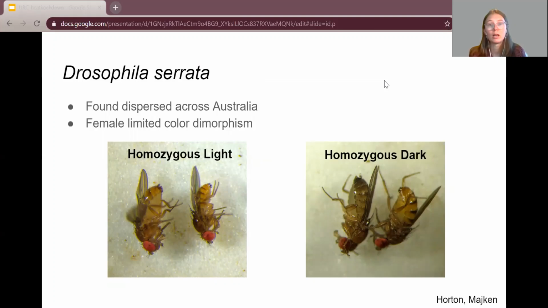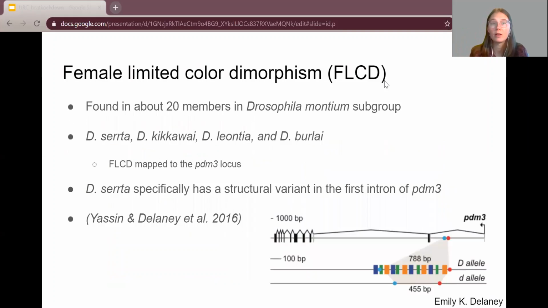Only the female has the dark phenotype, while the male is light despite its dark genotype. In Drosophila serrata, all males have a light phenotype regardless of their genotype. This is called a female-limited dimorphism. So, what is FLCD? Well, FLCD is found in about 20 members of the Drosophila montium subgroup.